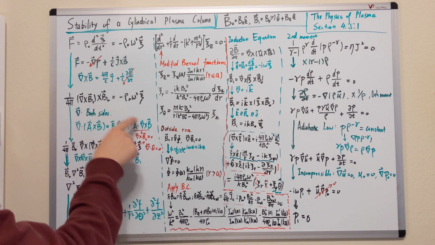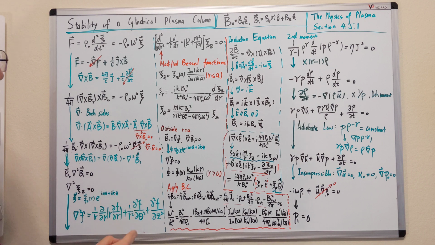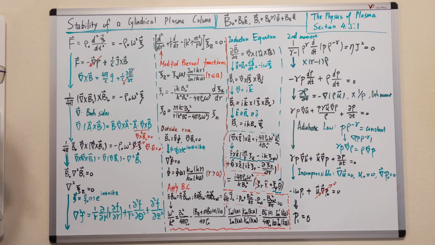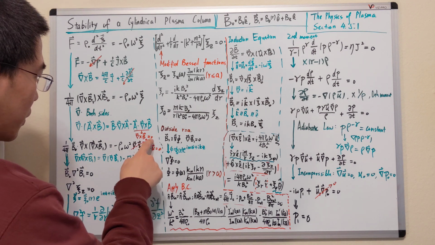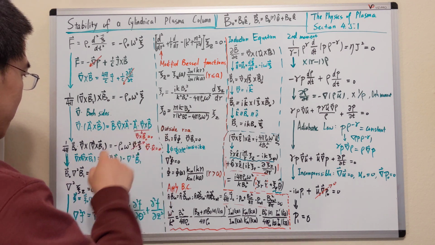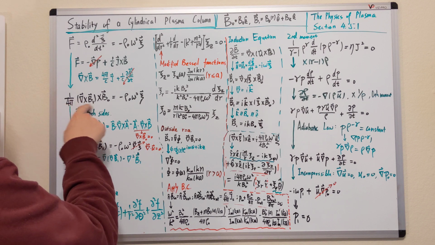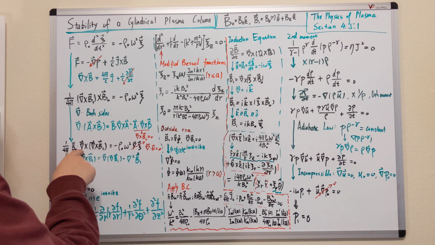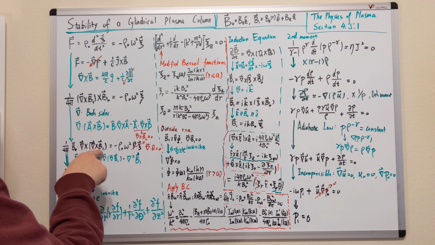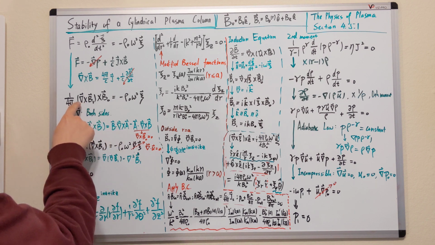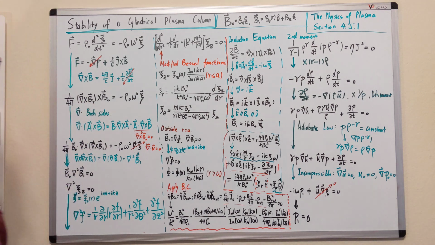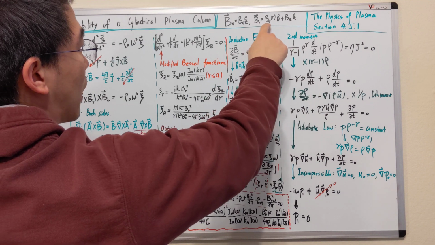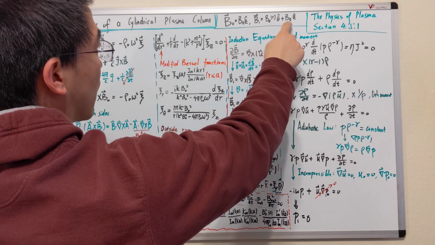Since we know that b naught is constant, this becomes zero. So this expression becomes b naught dot curl b1. So a is curl b1. By the way, you know that the perturbation b1 has two components, one is theta and the other is bz.